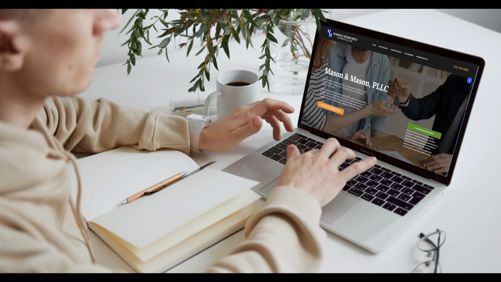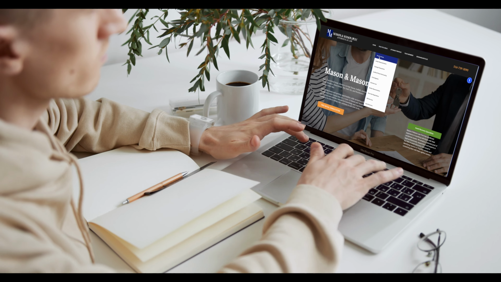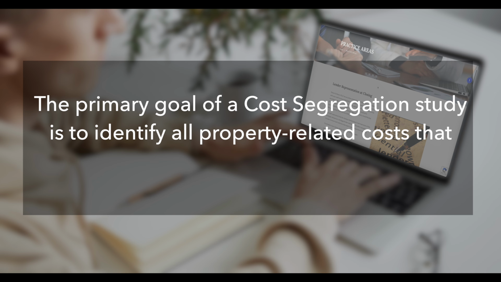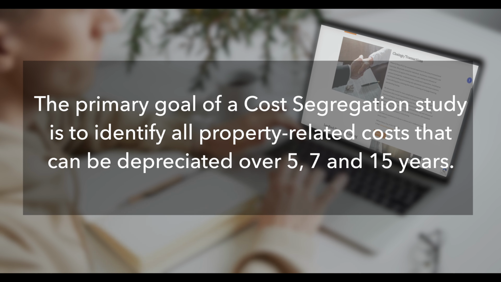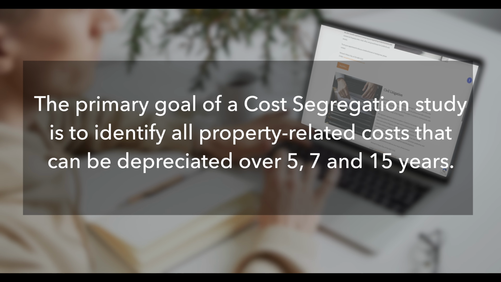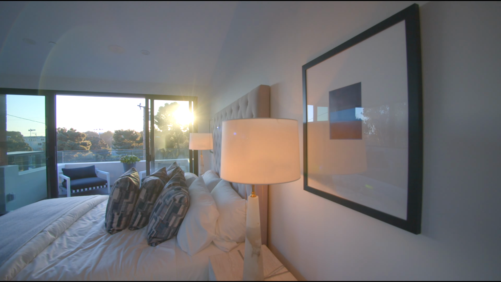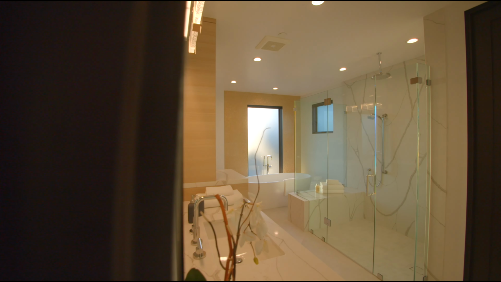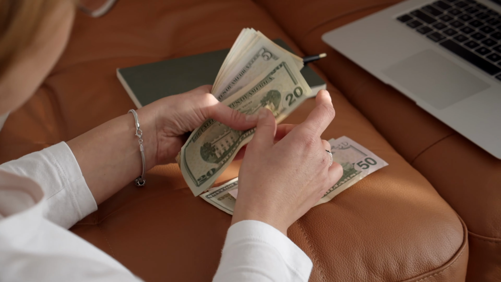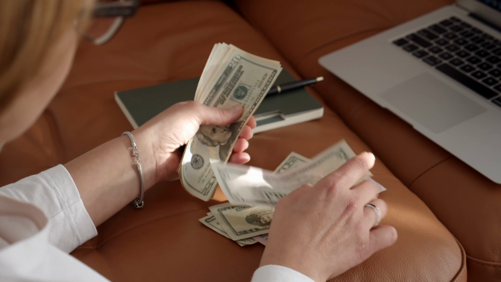The primary goal of a cost segregation study is to identify all property-related costs that can be depreciated over 5, 7, and 15 years. The IRS holds different timelines for how long a building component's lifetime will be. Cost segregation studies in real estate can reclassify which IRS category a building component falls into. Investors can accelerate the depreciation of the building's components, thus speed up the depreciation expense amount. As your expenses increase, the more you can offset your taxable income.